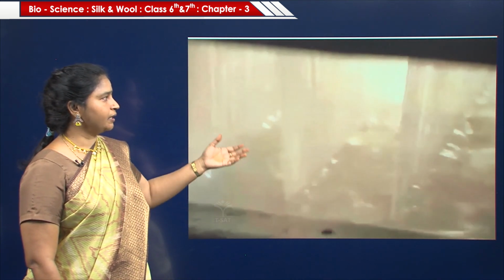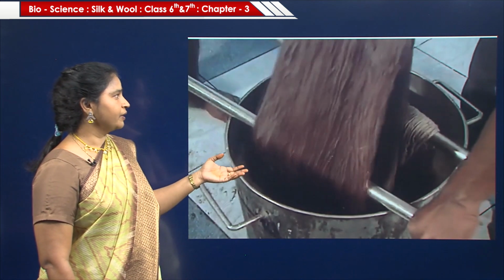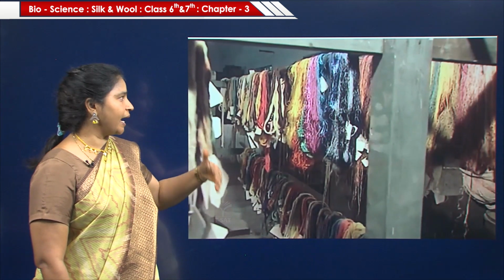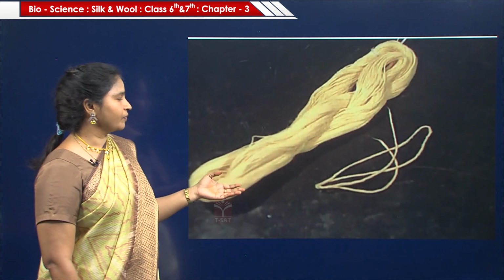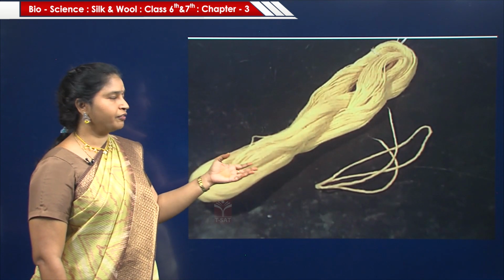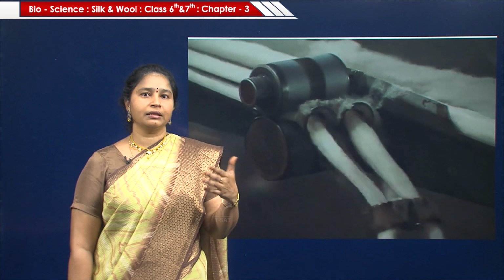Here they are cleaning the fibers which are prepared from the cotton. After cleaning, they are dyeing, that means they are adding the colors to the fibers. Later they are drying it. After drying the fibers, they use these fibers for weaving the fabric or cloth.